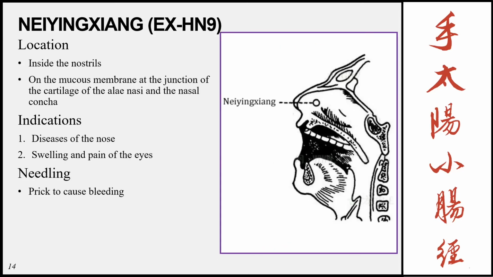The next point is Neiying Xiang, EXHN9. This point is located inside the nostrils, and it's on the mucous membrane at the junction of the cartilage of the alanasi, so that's this part here, and the nasal concha, which is this part of the nose. This point can be used for diseases of the nose or swelling and pain of the eyes. And once again, we don't needle this point, we prick this point to cause bleeding.